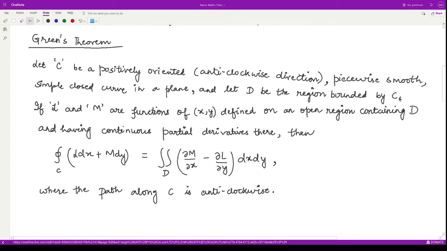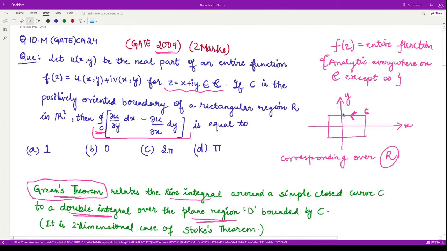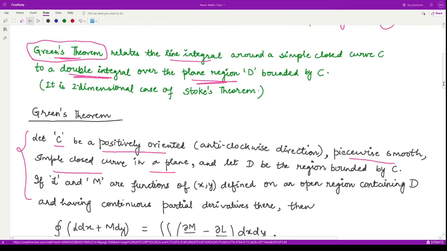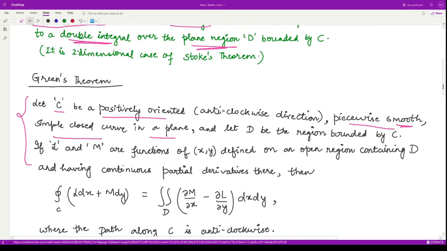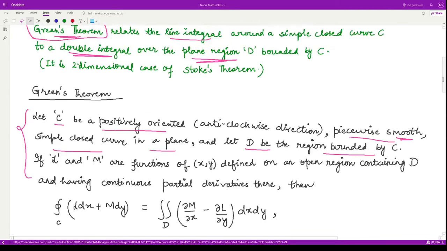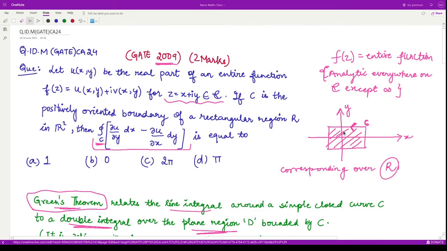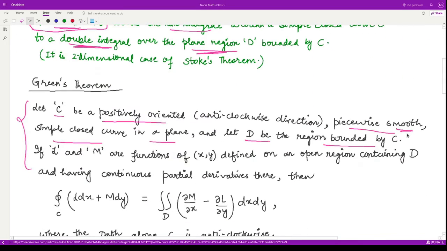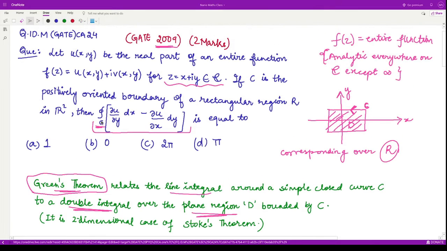The exact statement is that these are all the assumptions. They are saying C be the positively oriented, piecewise smooth, simple closed curve in a plane. So all these conditions are satisfied. This is a simple closed curve, positively oriented, and it is smooth as well, right? Moreover, they are saying D be the region bounded by C. So we have this particular region which is bounded by this curve C, right? So this condition is also satisfied. Now they are saying L and M are functions of x and y defined on this open region D. So we have this del u by del y and minus del u by del x. They are also defined on this region D, right?